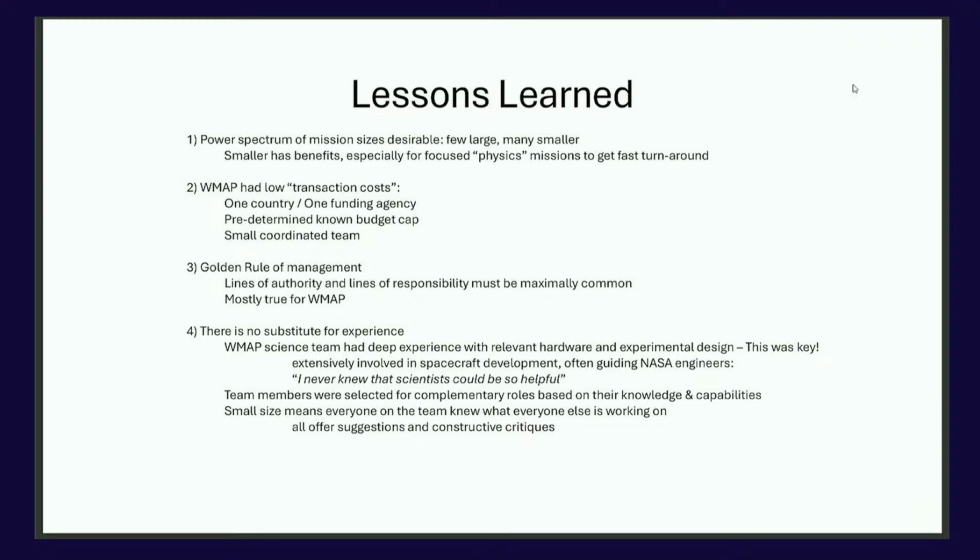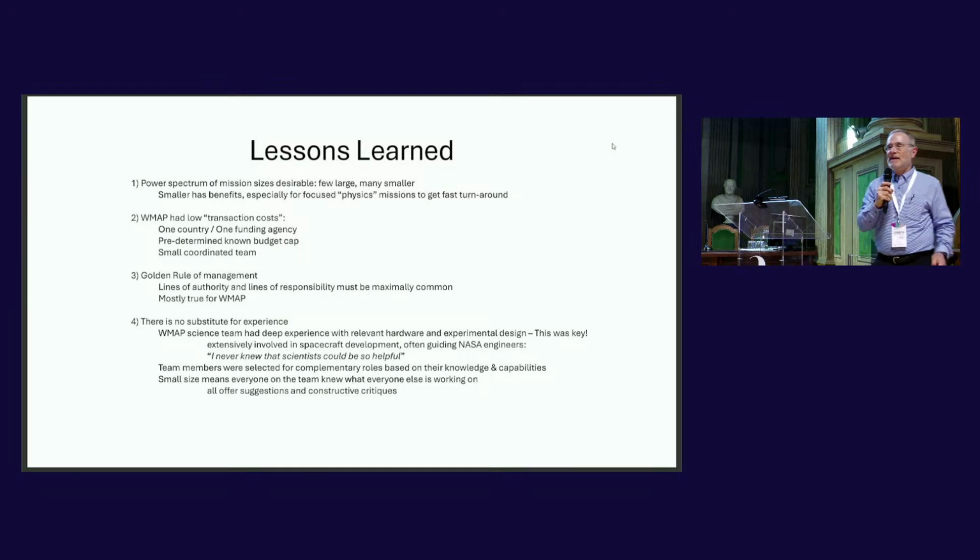So another lesson learned is that WMAP had low, what I call transaction costs. I don't mean this just in terms of money, I just mean how to do business. We had only one country to deal with, only one funding agency. Our budget was predetermined, and NASA kept its word and gave us the money when we needed it. And we had a small coordinated science team, so n-squared interactions was kept somewhat minimized, and that worked for what we were doing. I'm not saying that's a good recipe for everything, but that worked well for what we were doing.